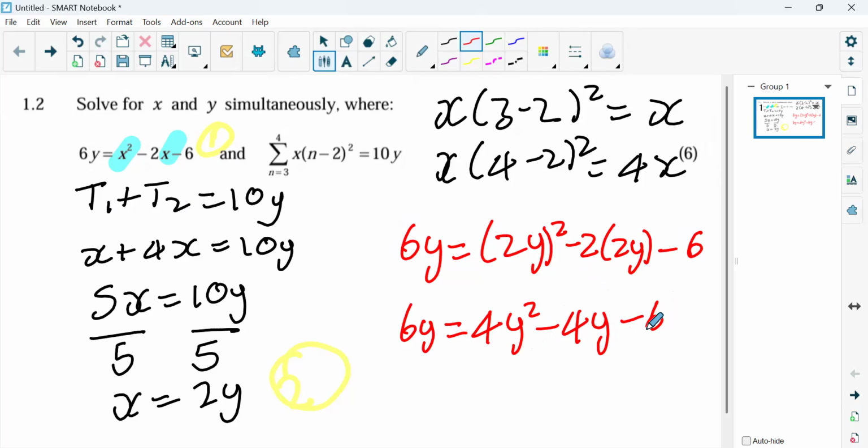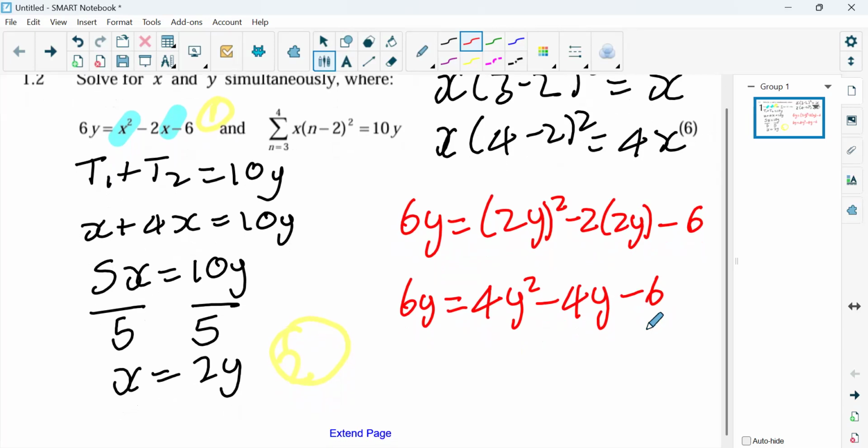Okay, guys, we're going to transpose the one on the left-hand side to join the people on the right-hand side. If we take our minus 6 to the other side, it's positive, so it's going to become negative. So we're going to have 0 equal to 4y squared minus 10. So if we say minus 6y minus 4y, it's going to give us minus 10y. And then we're also going to have minus 6.